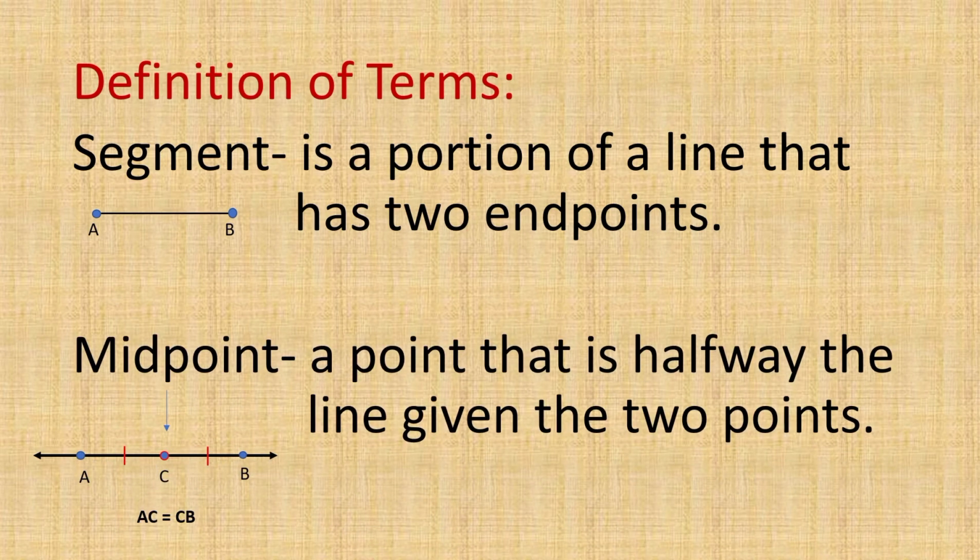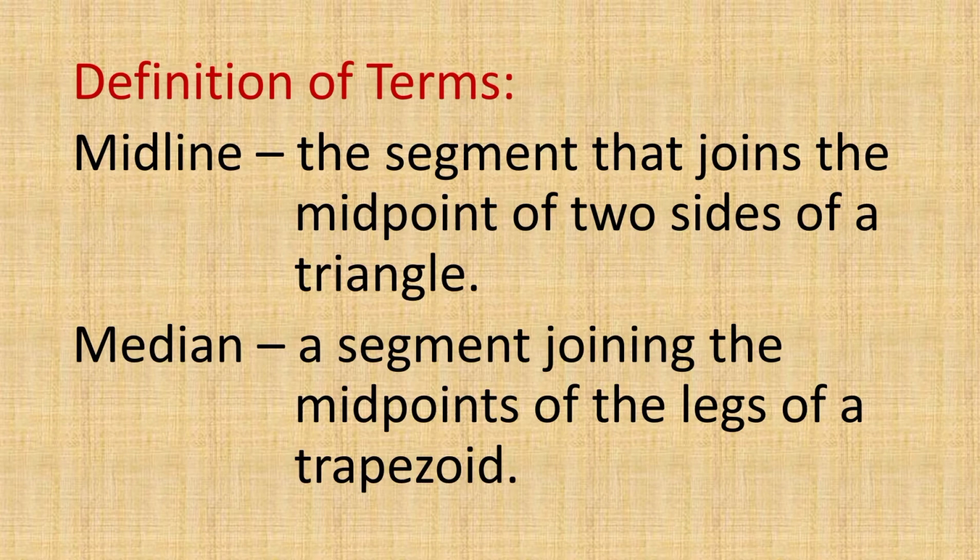We have also midpoint. A midpoint is a point that is halfway between the 2 given points. In the given line AB, point C is the midpoint. It divides AB into 2 equal parts. So therefore, we can say that AC is equal to CB. We have the midline, the segment that joins the midpoints of 2 sides of a triangle. And we have also the median, a segment joining the midpoints of the legs of a trapezoid. So for a triangle, we have the midline, and for the trapezoid, we have the median.